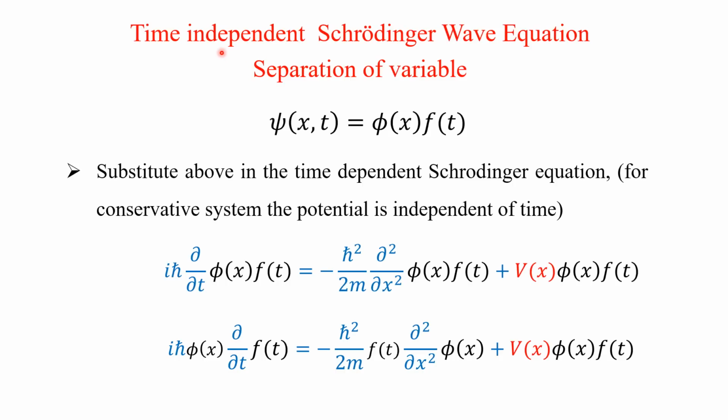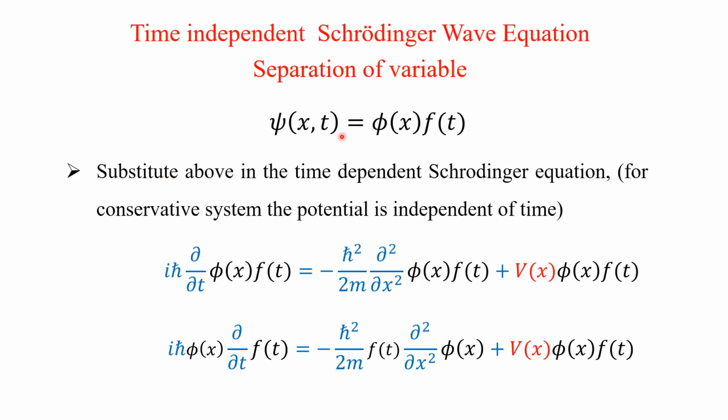So far, we have seen the time-dependent Schrodinger wave equation. Now we will see the time-independent Schrodinger wave equation. For that, we are going to separate out the variables. This is the total wave function psi, which depends on x and t. I am going to separate this as psi(x) and f(t). Psi depends only on x, f depends only on t.